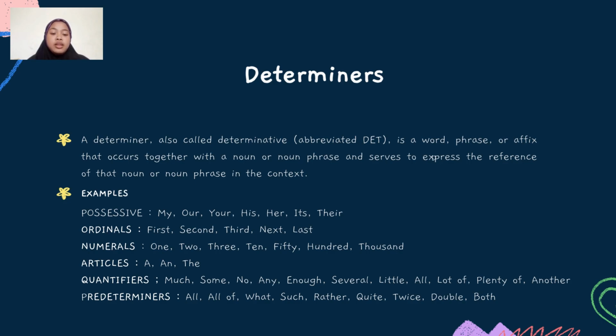And the ordinals are first, second, third, next, last. The numerals are 1, 2, 3, 10, 50, 100, 1000. And the articles are a and the. And the quantifiers are much, some, no, any, enough, several, little, all, a lot of, plenty of, another. And the last one is predeterminers: all of, what, such, rather, quite, twice, double, both.